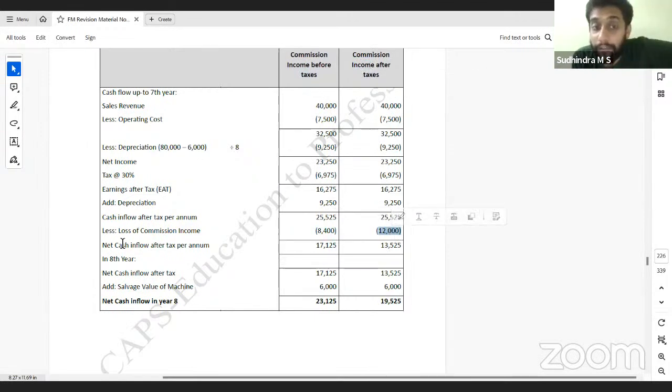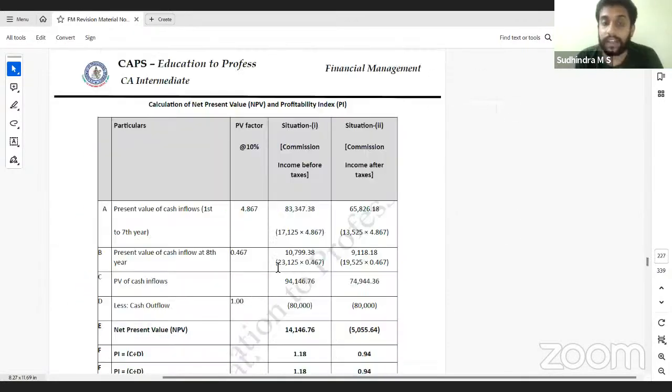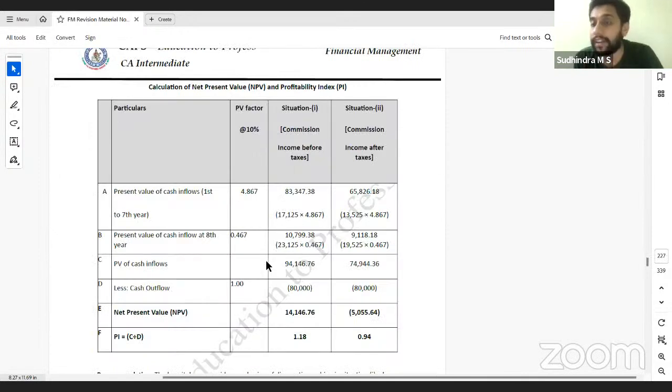In that case, every year the net cash flow, the net benefit that I am getting, is 17,125 and 13,525. Whereas in the 8th year, along with the net cash flow after tax, I will also get 6,000 rupees extra as salvage value. So the last year's cash inflow is 23,125 and 19,525. For the first 7 years, these are the cash inflows for which we have to calculate the present value.